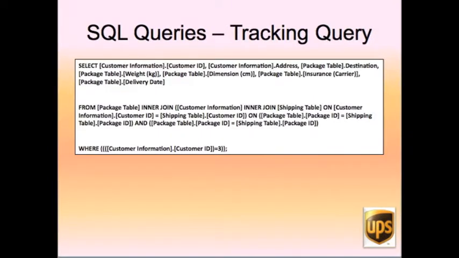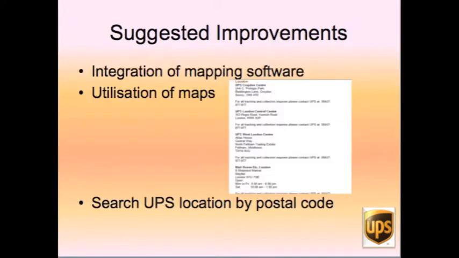This SQL query is being selected from the customer information table, shipping table, and package table. We are selecting the customer ID and customer address from the customer information table. We are also selecting the weight and dimensions of the item from the package table and also selecting the insurance carrier for the package and the delivery date from the package table.